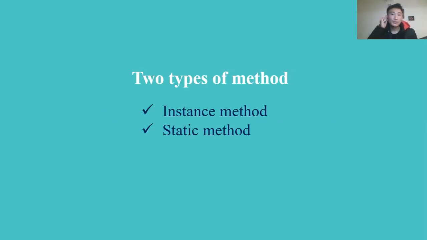Now, what are the types of method? There are 2 types of method: instance method and static method. How many types of variables do we have? We have 3 types of variables. Similar to that, we have 2 types of methods: instance methods and static methods.